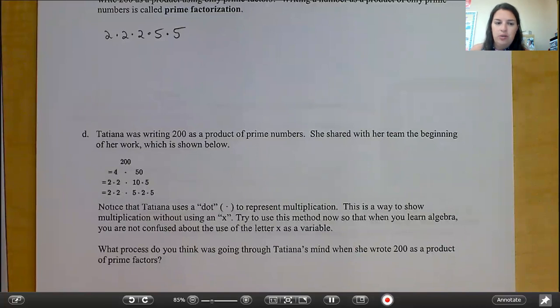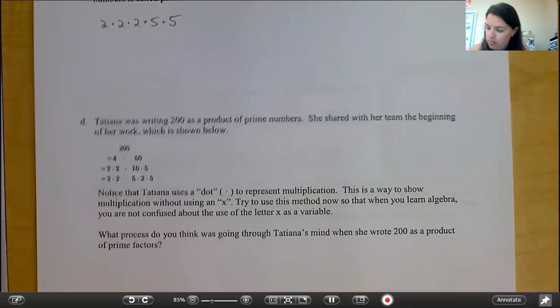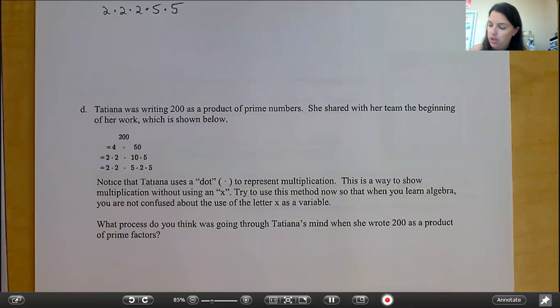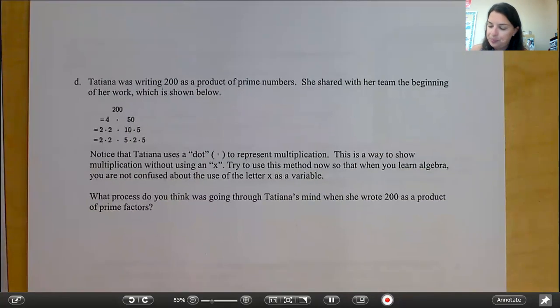D, Tatiana was writing 200 as a product of prime numbers. She shared with her team the beginning of her work, which is shown below. 200 equals 4 times 50 equals 2 times 2 times 10 times 5 equals 2 times 2 times 5 times 2 times 5. Notice that Tatiana uses a dot to represent multiplication. This is a way to show multiplication without using the x. Try this method now so that when you learn algebra, you are not confused with the use of the letter x as a variable.